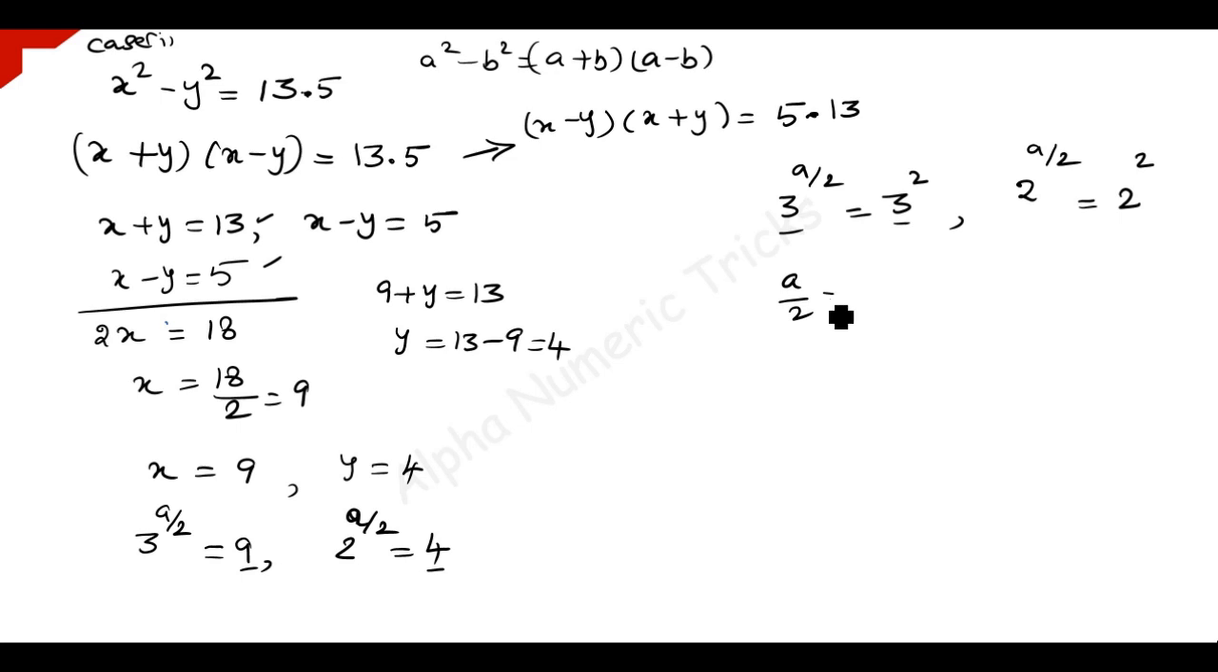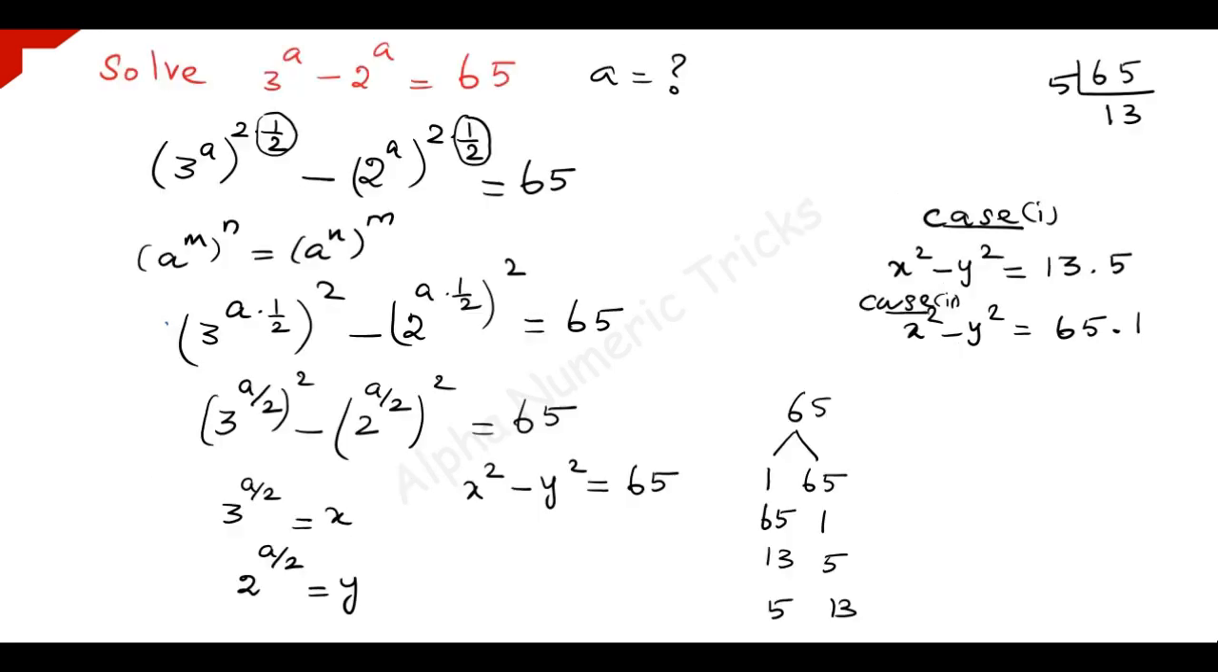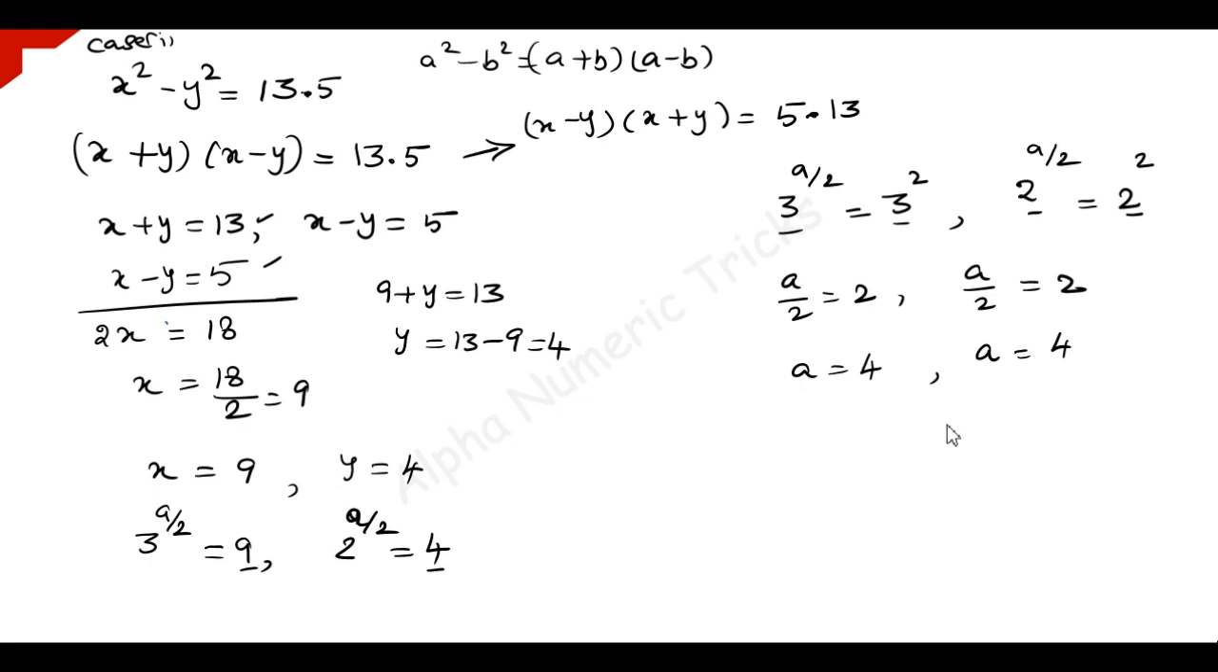So a by 2 is equal to 2, and here you have the base is the same. So again a by 2 is equal to 2. So a is equal to 2 times 2, which is 4, and here a is equal to 4. So we have a is equal to 4 in both cases. So we get a is 4. This is an integer value. We got it in our first case.